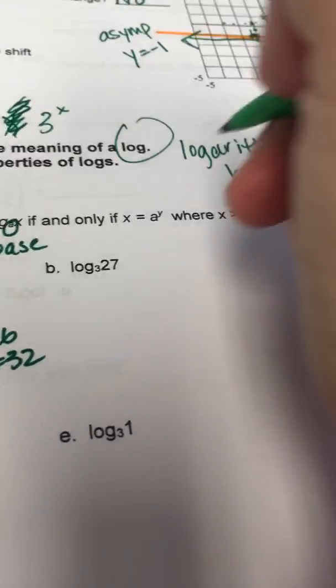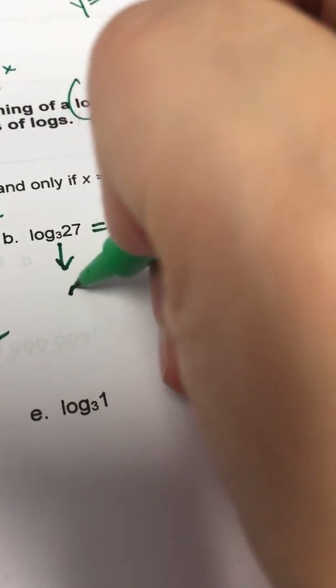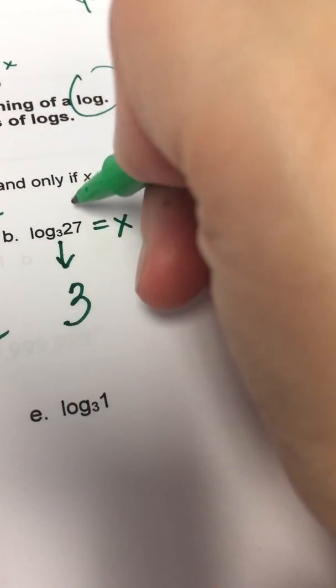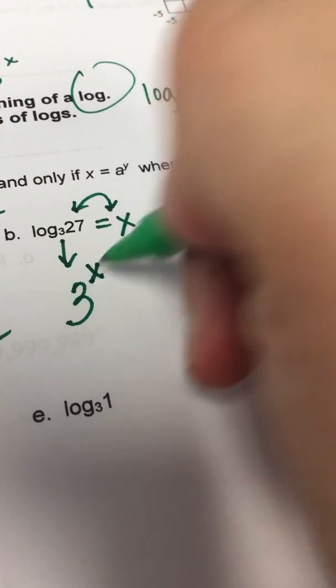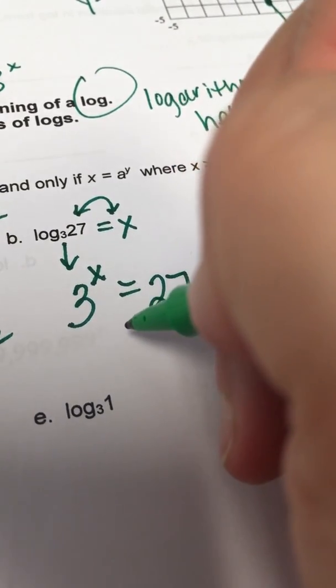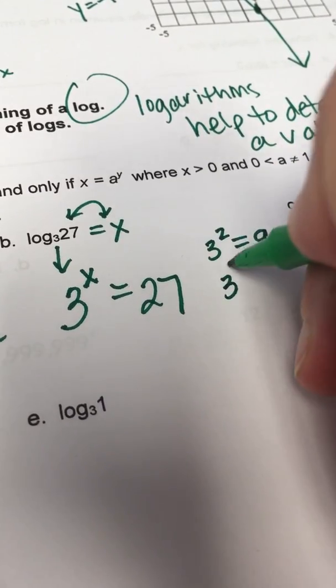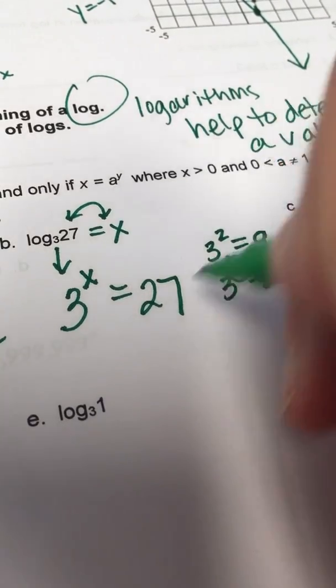Okay, so for each one of these, I'm going to set it equal to the variable. I keep the base the same, 3. I switch these two, so it's 3 to the x equals 27. Okay, so you figure out 3 to the second is equal to 9, 3 to the third is equal to 27, so x is 3.